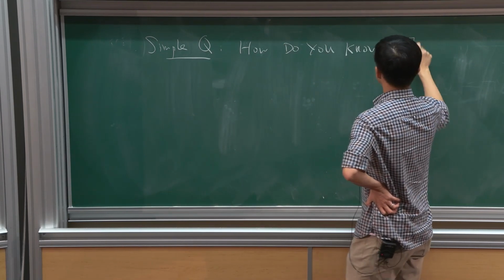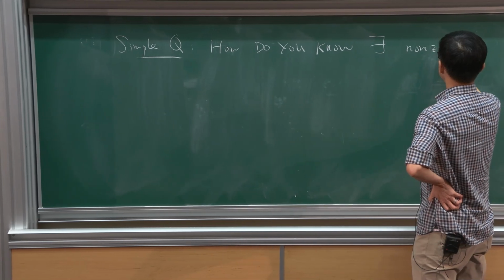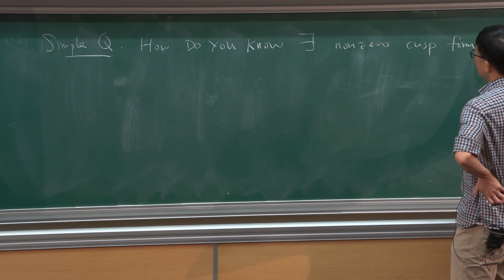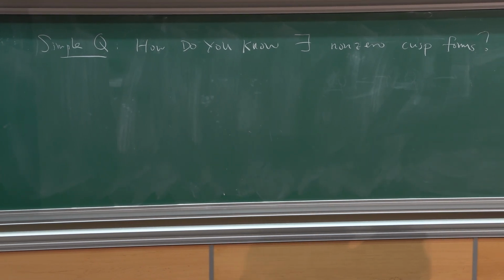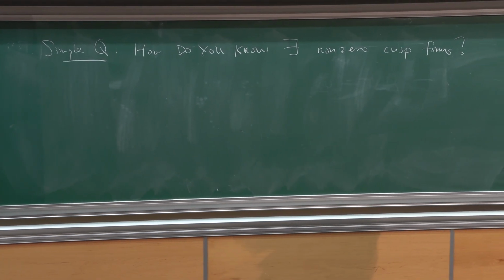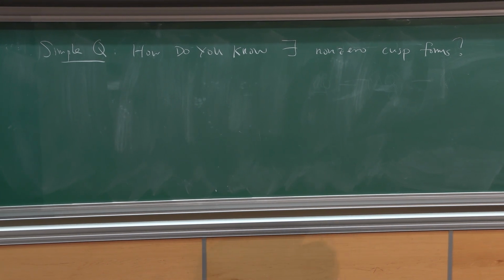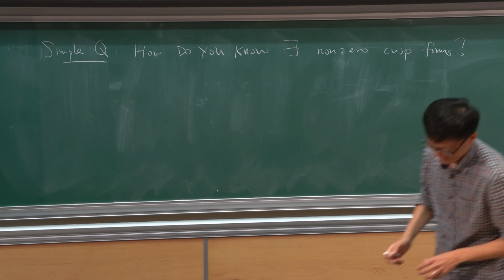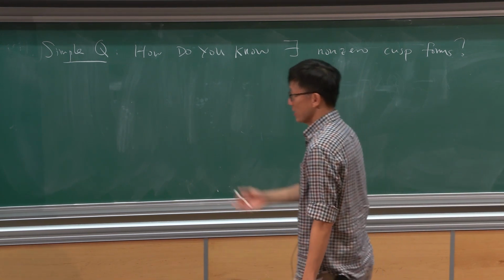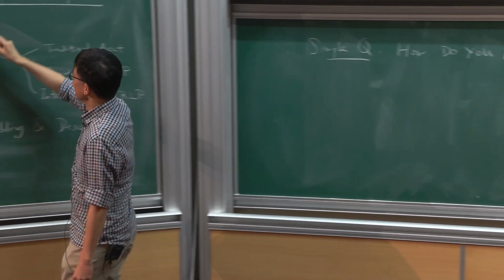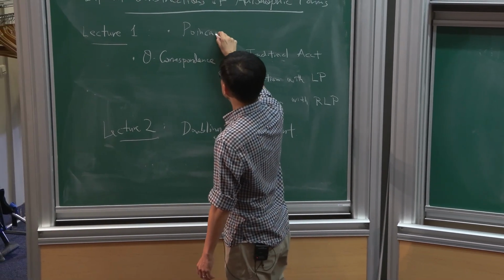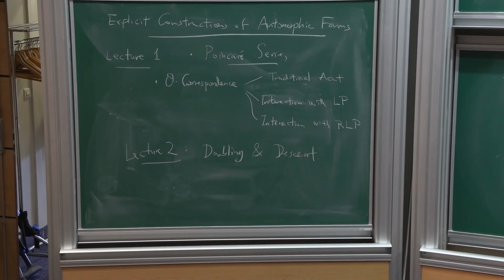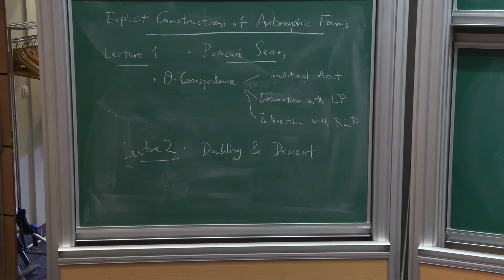How do you know there are non-zero Cusp forms? I guess, for the young people here, before you devote the next 40 years of your life to this area, it's good to know that there are non-zero Cusp forms. So I feel that it's necessary to start with a discussion of a very simple construction called Poincaré series.